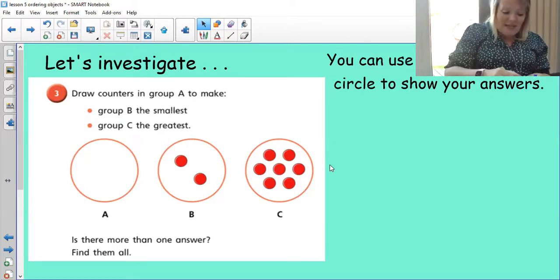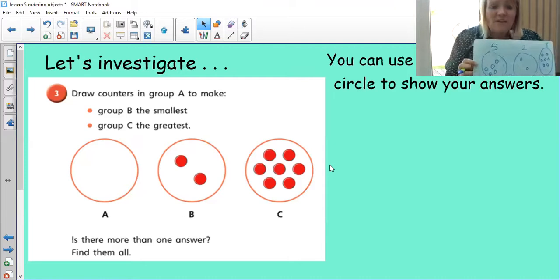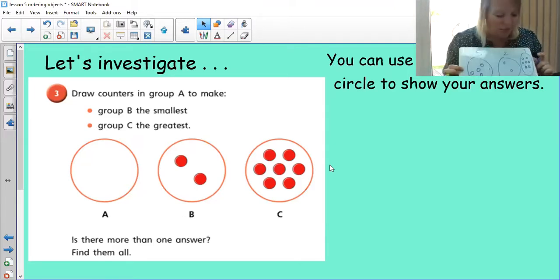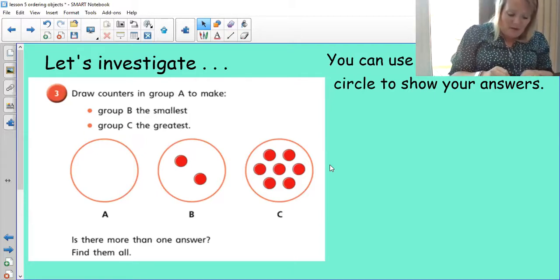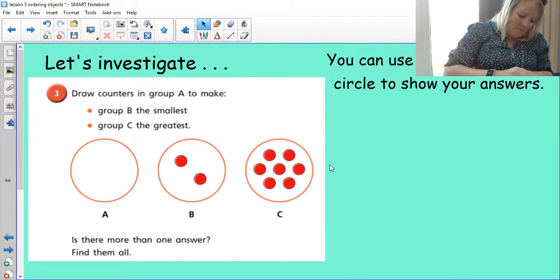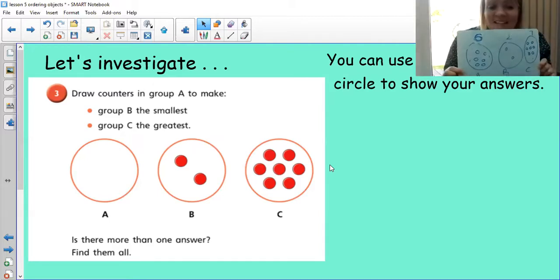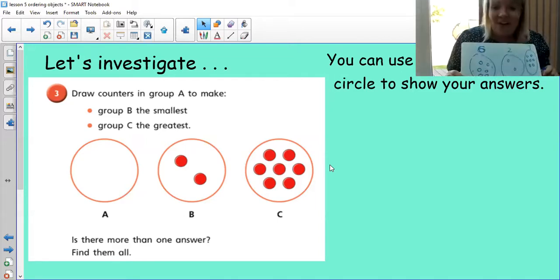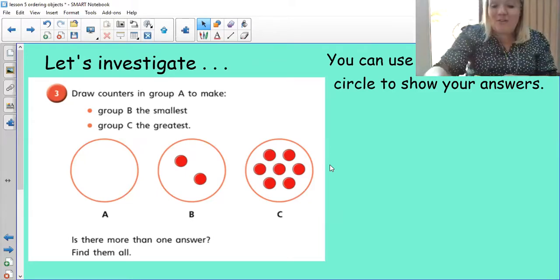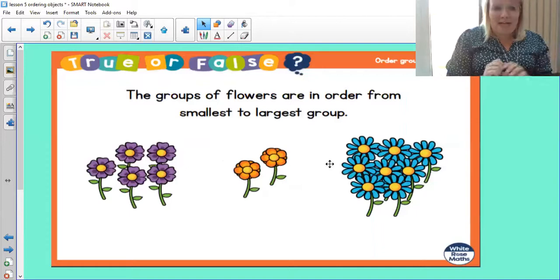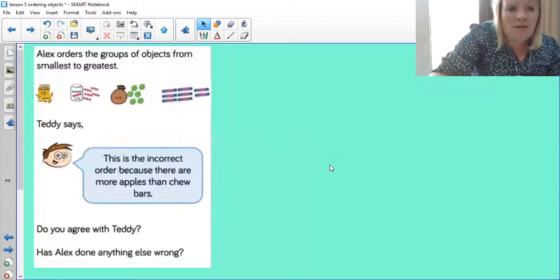Brilliant. Somebody says five. Is five smaller than seven? Yes. So seven is still the biggest group. C is still the biggest group. Is there another number? Somebody said six. Does it work if I've got six? Is six smaller than seven? Yes. Brilliant job. Excellent. So you need to start thinking about the size of those numbers. Well done.